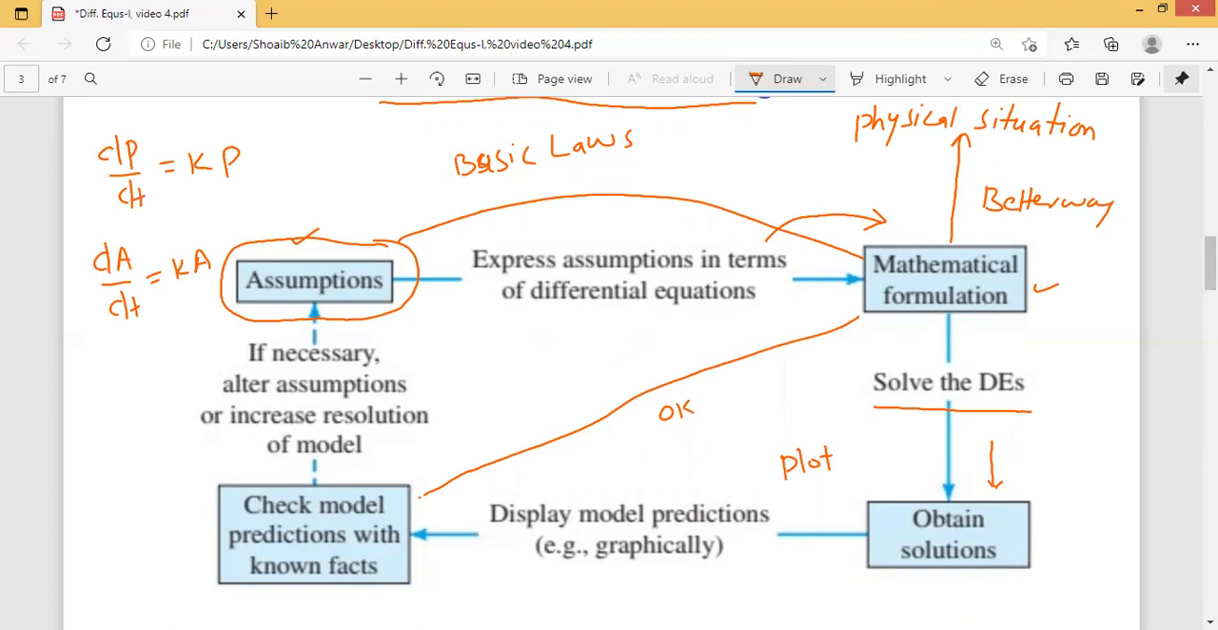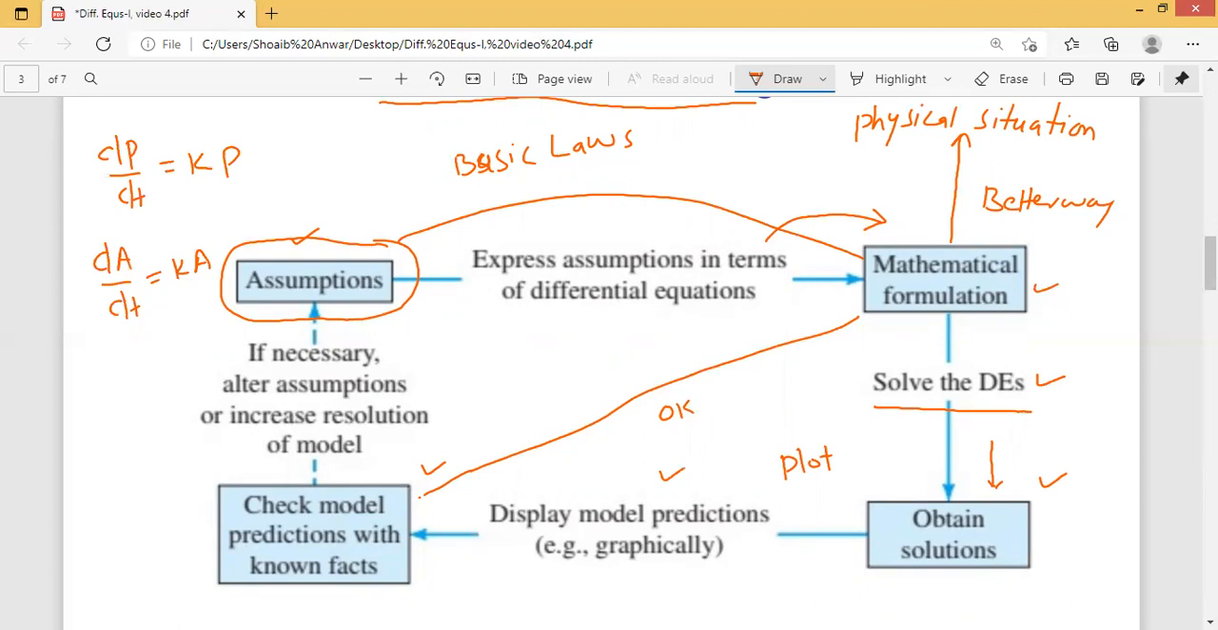After that, we have to solve this differential equation, obtain the solution, plot that solution, and check whether our solution plot matches, up to a certain accuracy limit, the data available at that time. We didn't complete these steps. We will complete these steps in our future lectures, but up till now we have discussed only how, with the help of assumptions, we can reach a differential equation.